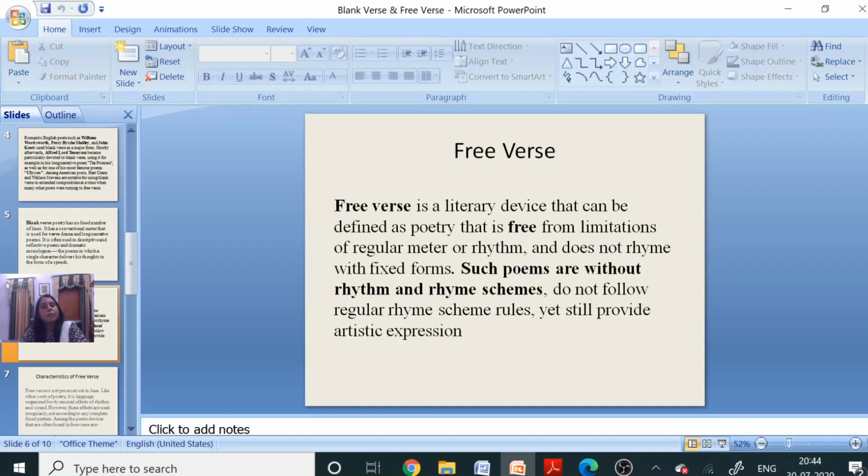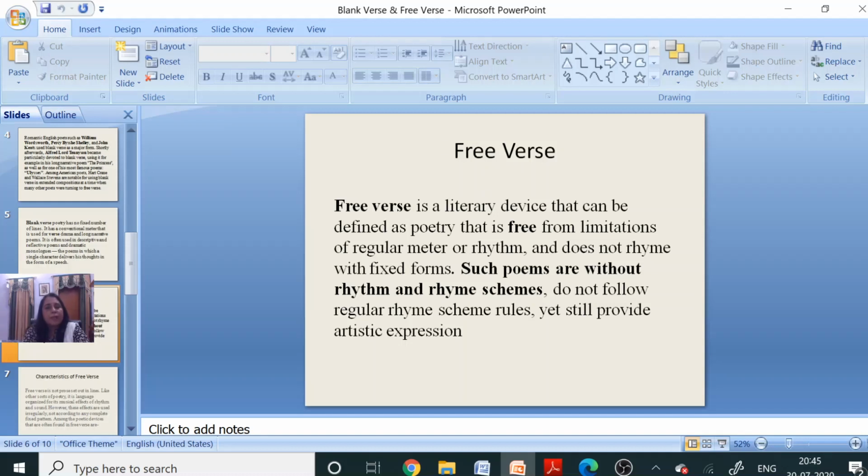So that was blank verse, where you see that the lines are in iambic pentameter form, and it is mostly used in long narrative poems, and the writers which are closely associated with that verse form. Now have a look at what free verse is.